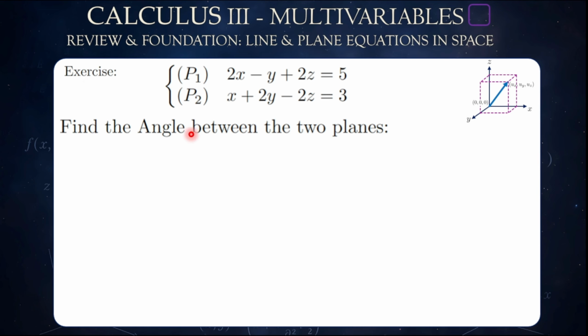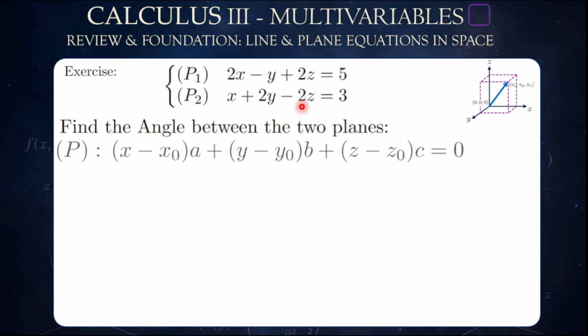Exercise. Find the angle between the two planes, P1 and P2. P1 is given by 2x minus y plus 2z equals 5, and P2 is given by x plus 2y minus 2z equals 3. At first, as a reminder, what is the equation of a plane? It is given by (x minus x0) times a plus (y minus y0) times b plus (z minus z0) times c equals 0.